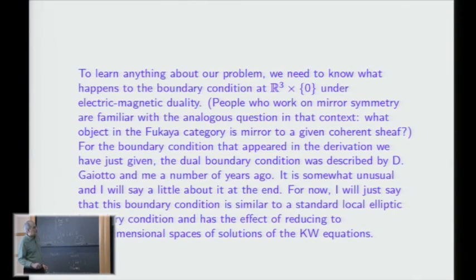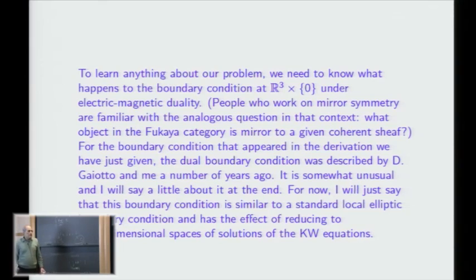People who work on mirror symmetry are familiar with the analogous question in the context of mirror symmetry. The question is, what is the object in the Fukaya category that's mirror to a given coherent sheaf? As understood by physicists, that question has to do with how a boundary condition in a two-dimensional quantum field theory transforms under duality. Here we need to know how a boundary condition in a four-dimensional quantum field theory transforms under duality. In the particular case we need, it's actually quite tricky, but luckily Gaiotto and I had answered it a few years ago. It's a somewhat unusual boundary condition, and I said I will say a little about it at the end, but we won't have time.